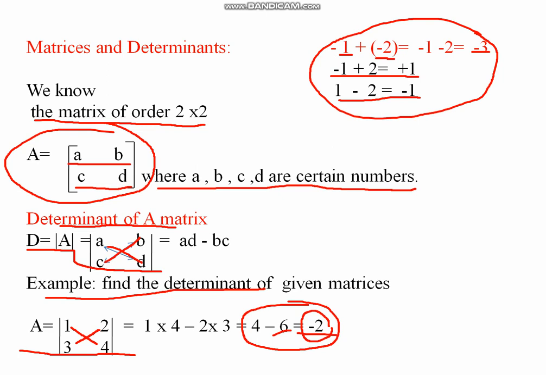So remember this thing: if opposite signs are given for two numbers, then the operation is subtraction and the sign of the answer is the sign of the bigger number. And if both numbers are negative, then the operation is addition and the sign is negative. So remember these things. It is very important to find the determinant of any square matrices.